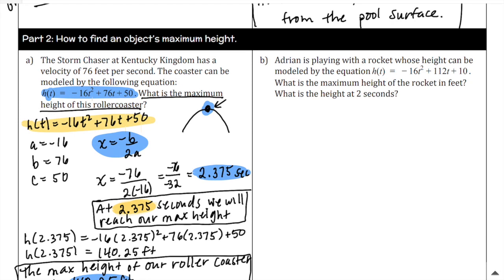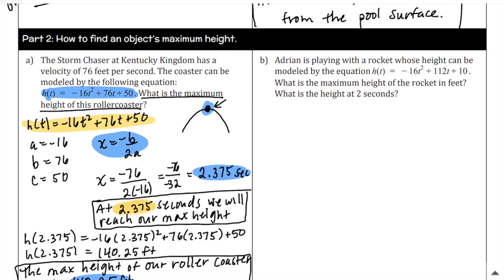Okay, so let's look at part B. Adrian is playing with a rocket whose height can be modeled by the equation h of t is equal to negative 16t squared plus 112t plus 10. What is the maximum height of the rocket in feet? So we want to do the same thing as part A, right? We want to use the vertex formula to find that highest point. So we'll find that time, and we'll plug it back into the formula to figure out exactly where the rocket is height-wise.